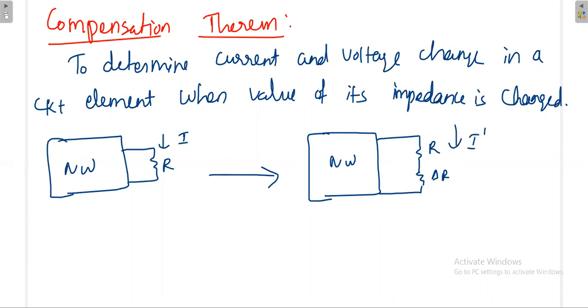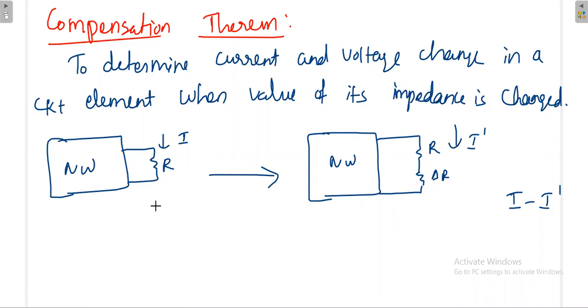Then what is the current reduction? The current reduction is I minus I dash. Physically, there is some opposition current because of this delta R, and that's why the current is reduced to I dash. Now I want to measure the change in the current. That is the idea. How to measure the change in the current? I minus I dash.